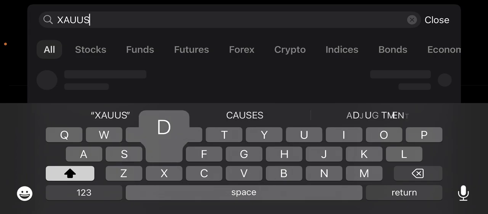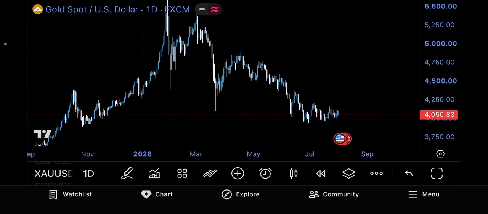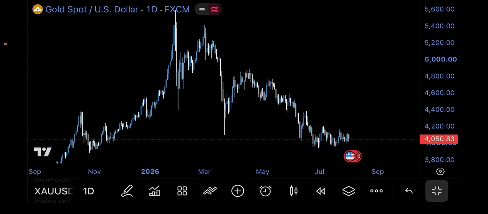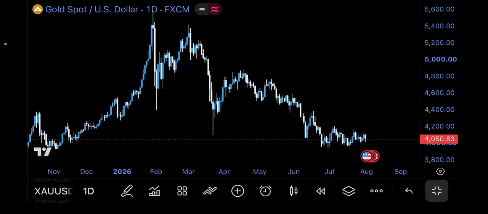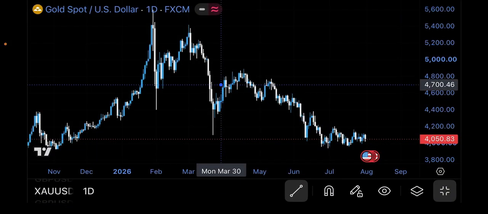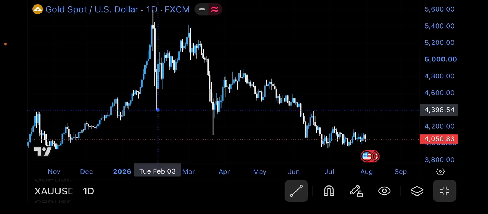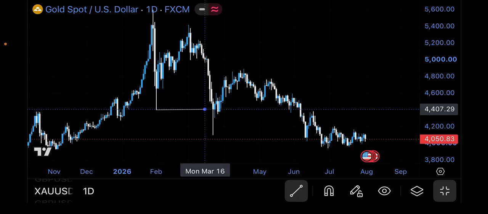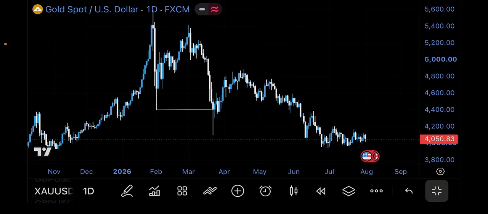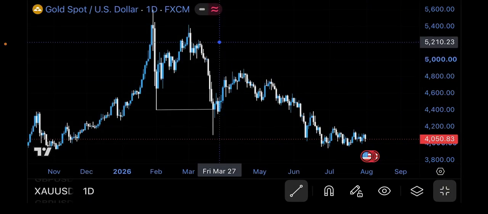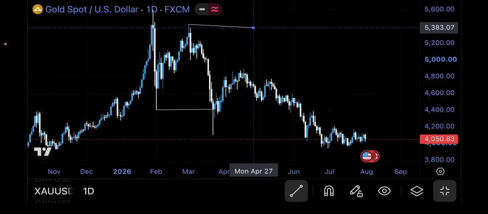XAUUSD. This is our chart on XAUUSD on the daily time frame. Now as you can see on the daily time frame, what can you clearly see? Price is what? Bearish. Now let's read the market structure and know why I said price is bearish. Now on XAUUSD, we first of all had this break of market structure that occurred at this point, and here becomes what? Our swing high.